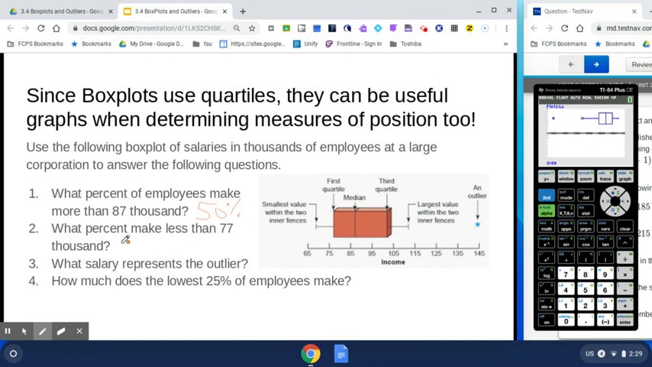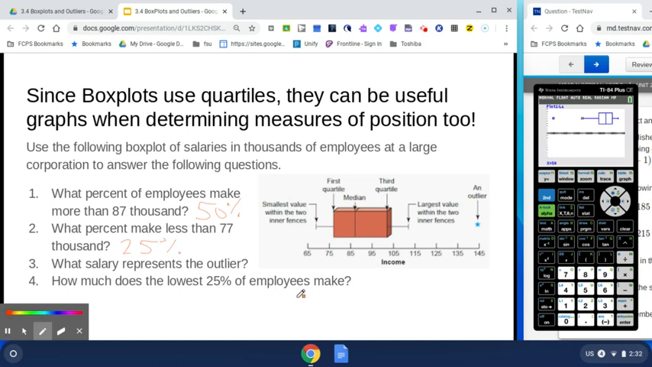What % make less than 77,000? If we find 77,000, it looks like 77,000 is corresponding to the first quartile. So quartile 1 corresponds to percentile 25. So 25% of people would make less than 77,000.